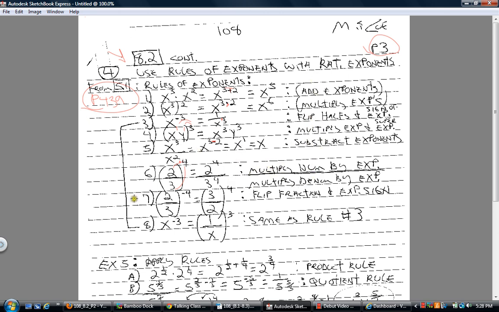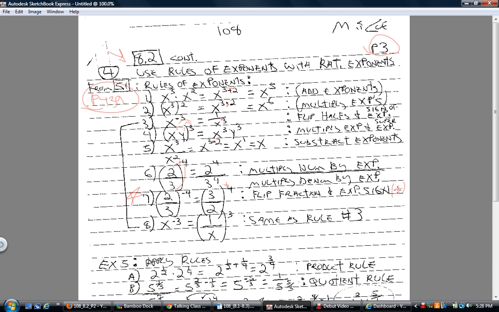Now this one, rule number 7, this is handy when you've got a fraction raised to a negative exponent. It's equivalent to writing the reciprocal taken to the positive exponent. Flip the fraction and the exponent sign goes to positive. Write that in there too.